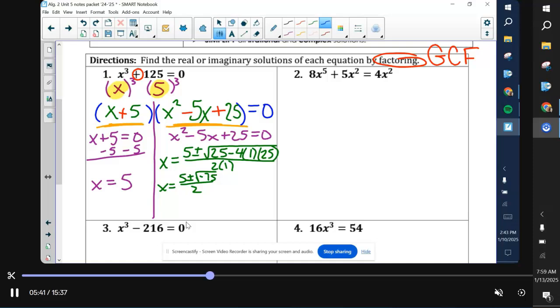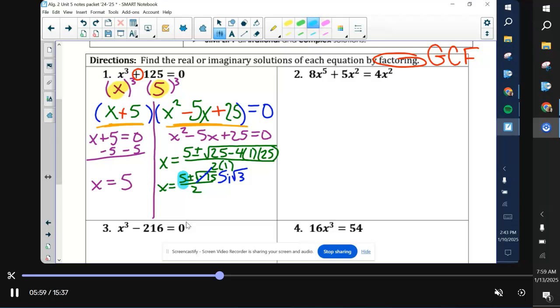First of all, can't have a negative, so that's going to come out and have an i. What perfect square is 75 divisible by? 25. And the square root of 25 is 5. So we have 5i square root 3.